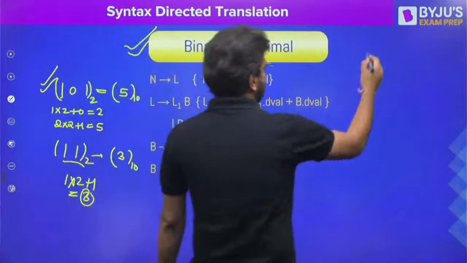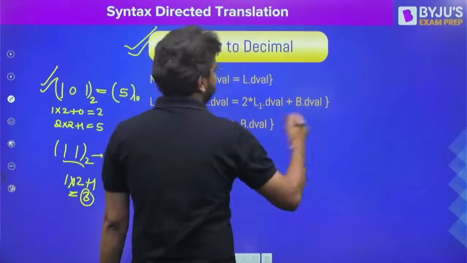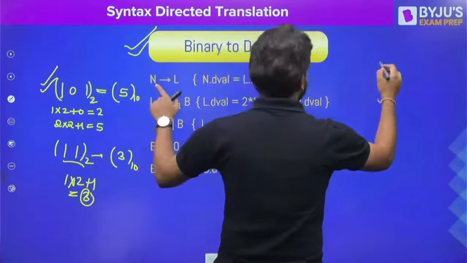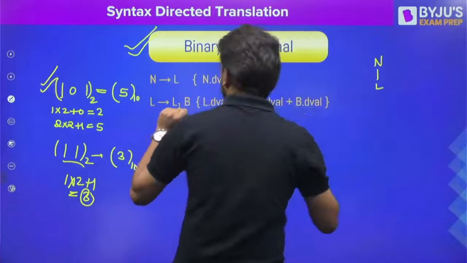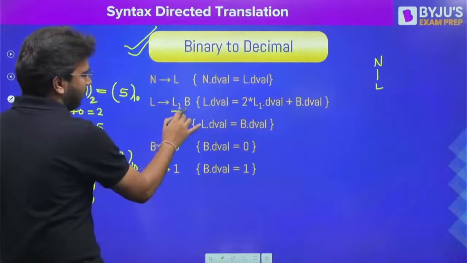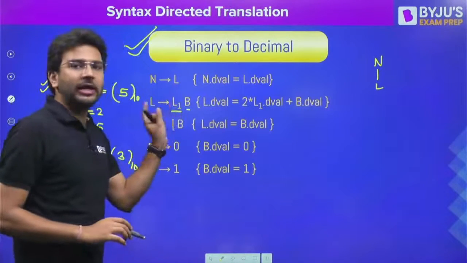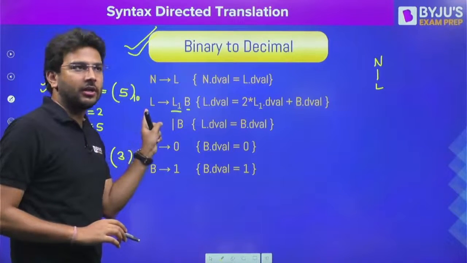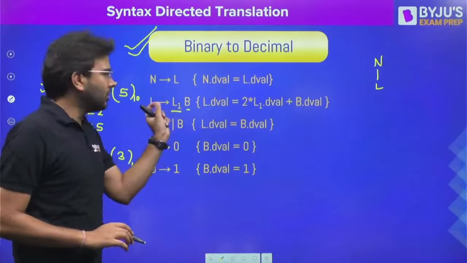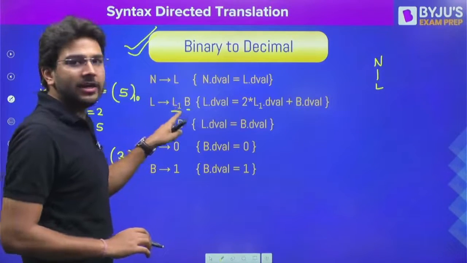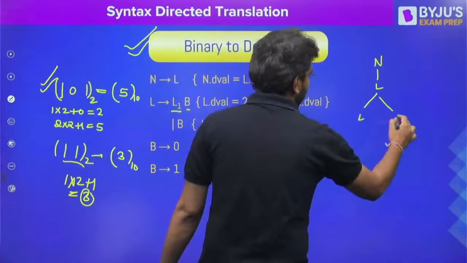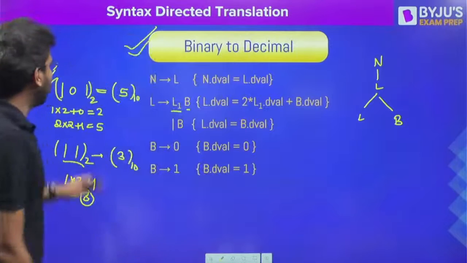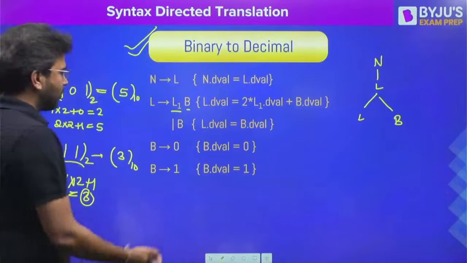So just on the basis of this 101, let's make the parse tree. This is your starting symbol N, then we have L. Fine. Then this L can derive L1B. So here we are writing L1. It is not different from the left hand side. It is the same, but just to avoid confusion, we are writing L1. It is L only. Clear? So here we have L, here we have a B.